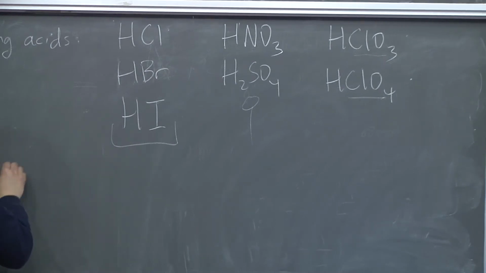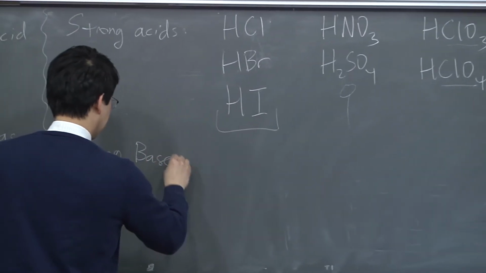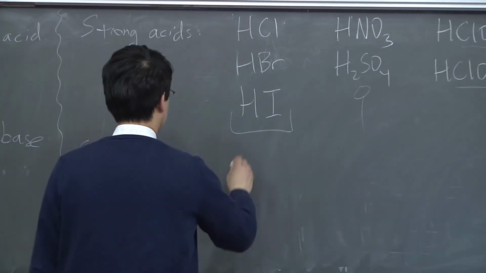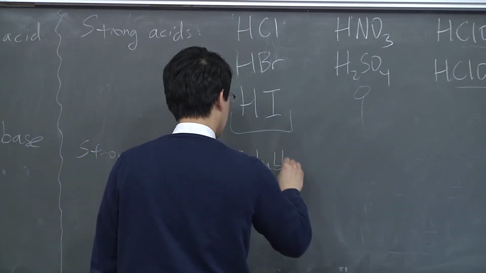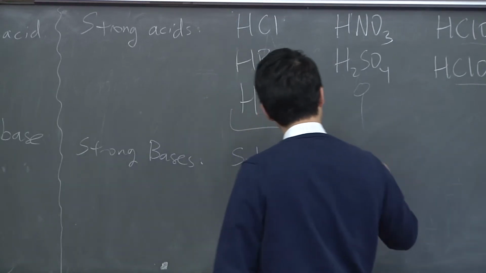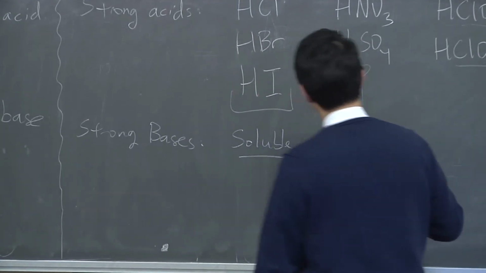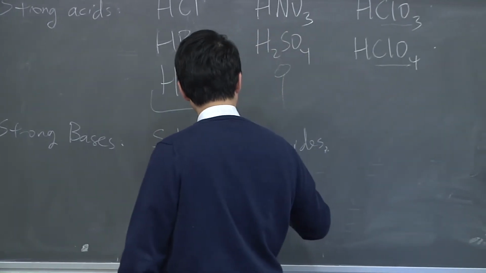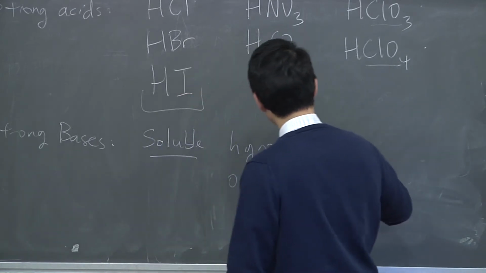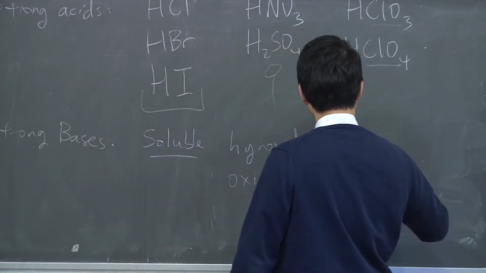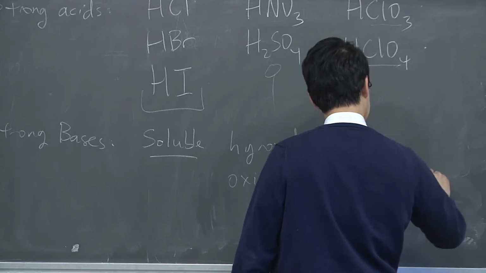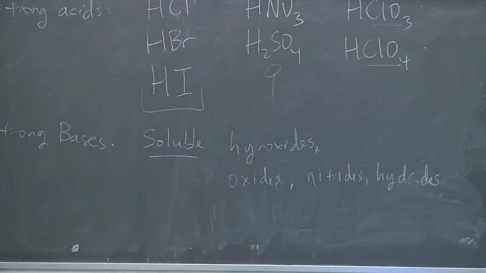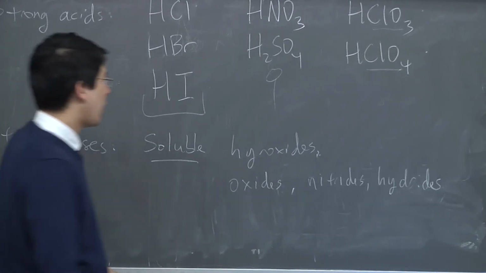So your strong bases, at least on this level, are going to be your soluble hydroxides as well as oxides, nitrides, and hydrides. So where does that come from? So the hydroxides are pretty clear, right? If it's a soluble hydroxide, it produces OH-. But what about oxides?